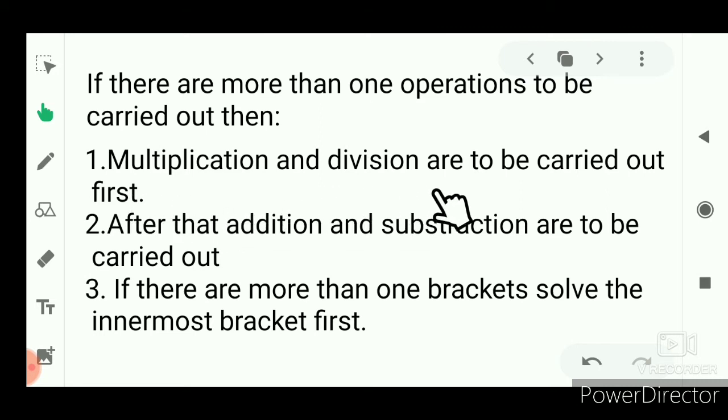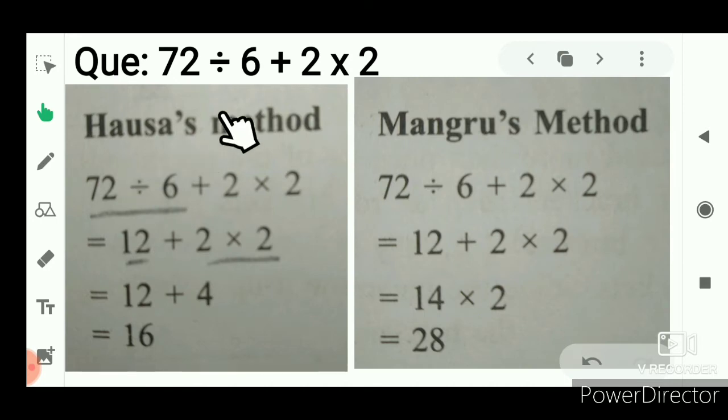First of all, multiplication and division are to be carried out first, and we have to maintain the sequence from left to right. Here we have to solve division first, because it is first from the left, not from the right. We have to carry out division first and then multiplication.